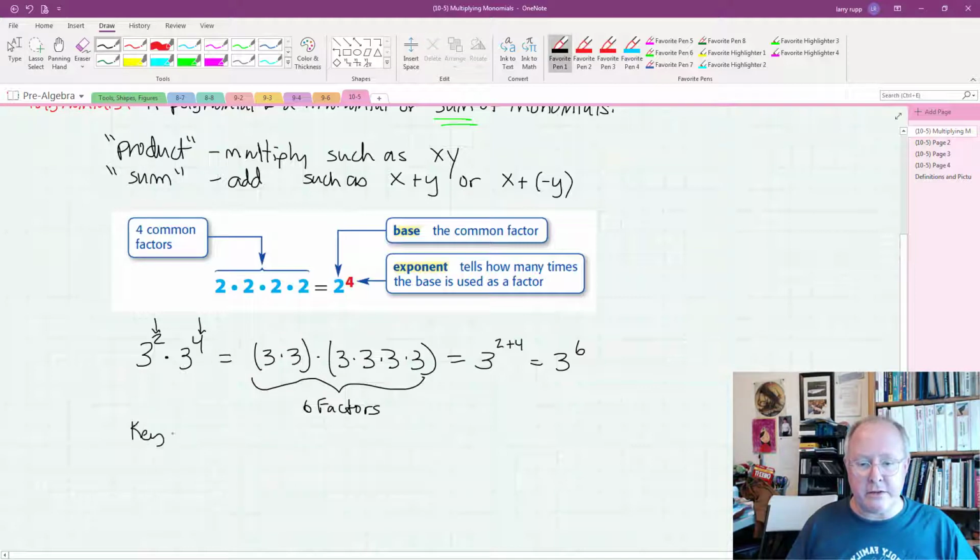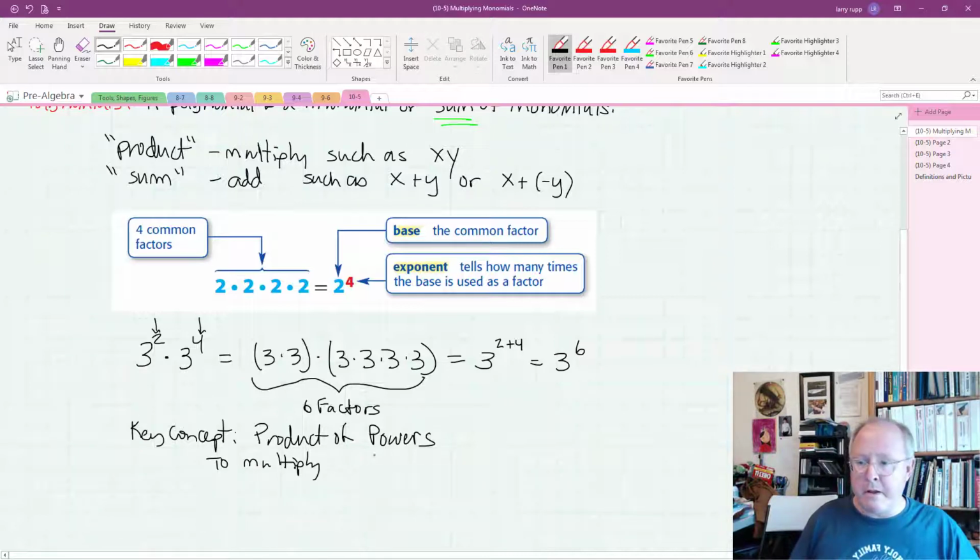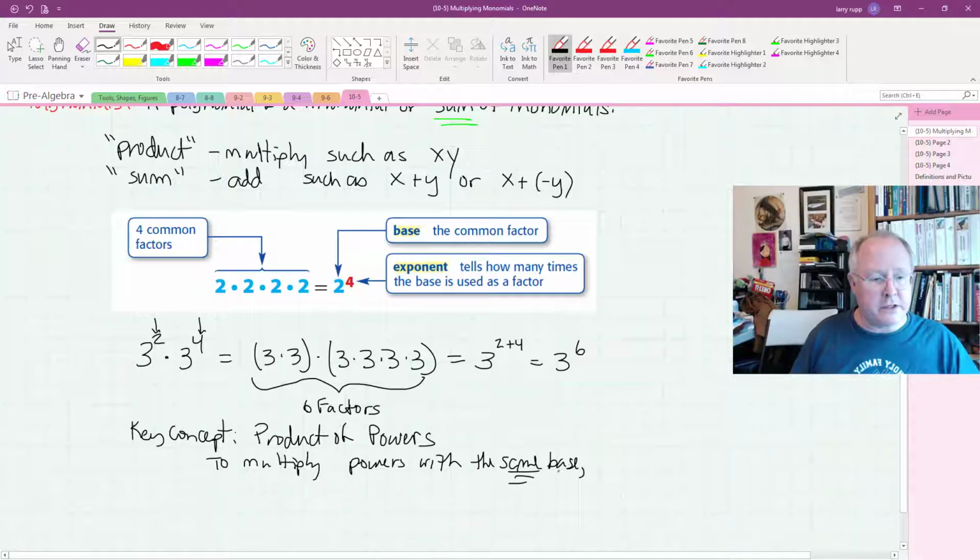Yay, key concepts. This one's important. This one's called the product of powers. And the product of powers simply says to multiply powers with the same base, add their exponents, as you have already seen.